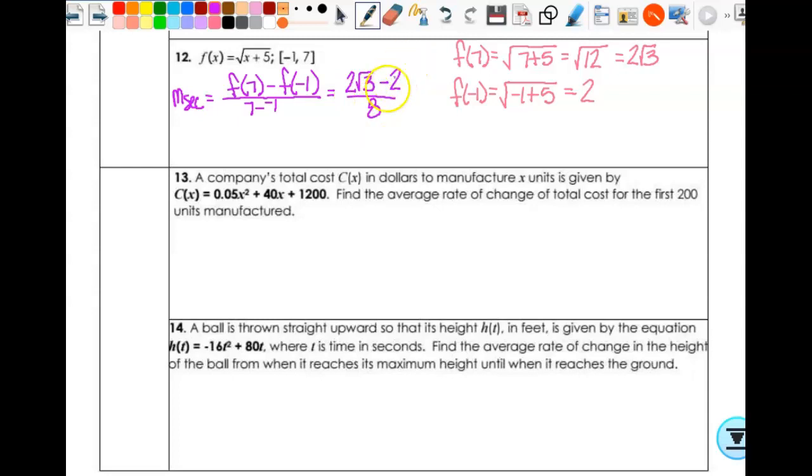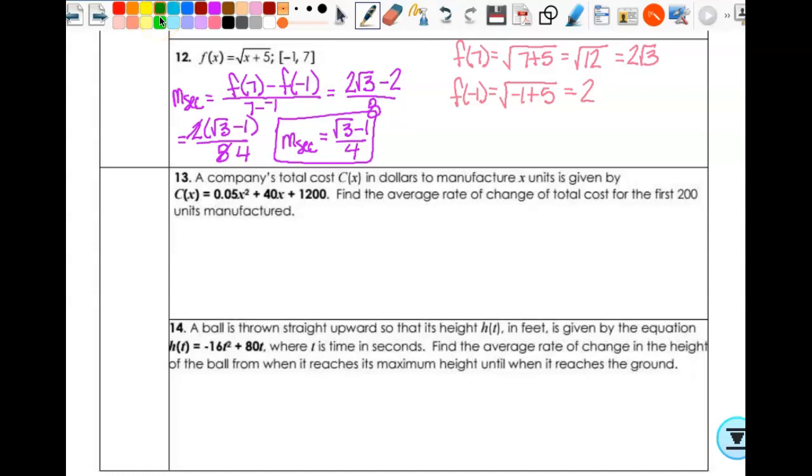Can I reduce the 2 and the 8? No. And if we think the answer is yes, you probably have no hope. What do I have to do in the numerator? Factor. 2 times the square root of 3 minus 1 over 8. Now you can reduce, and you end up with the slope of the secant line equaling the square root of 3 minus 1 over 4. Okay. Any questions? All right.